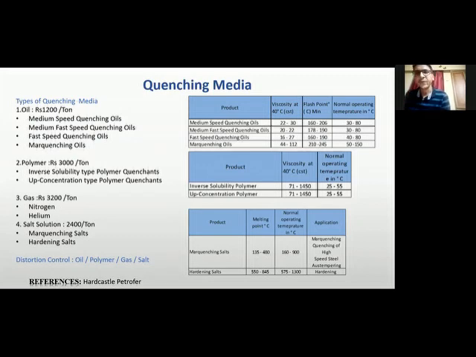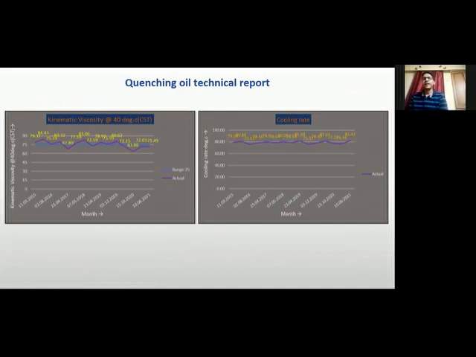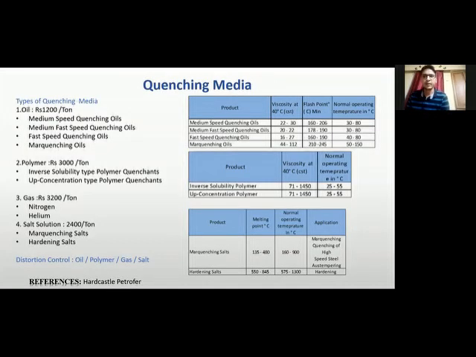And before selecting any quenching media, keep in mind the distortion. Distortion is a major contributor for the post-processing operations that require grinding stock, grinding operation, as well as if you use oil quenching, they require shot blasting, shot peening, and setting operation. So that additional cost will be increased in the product cost.